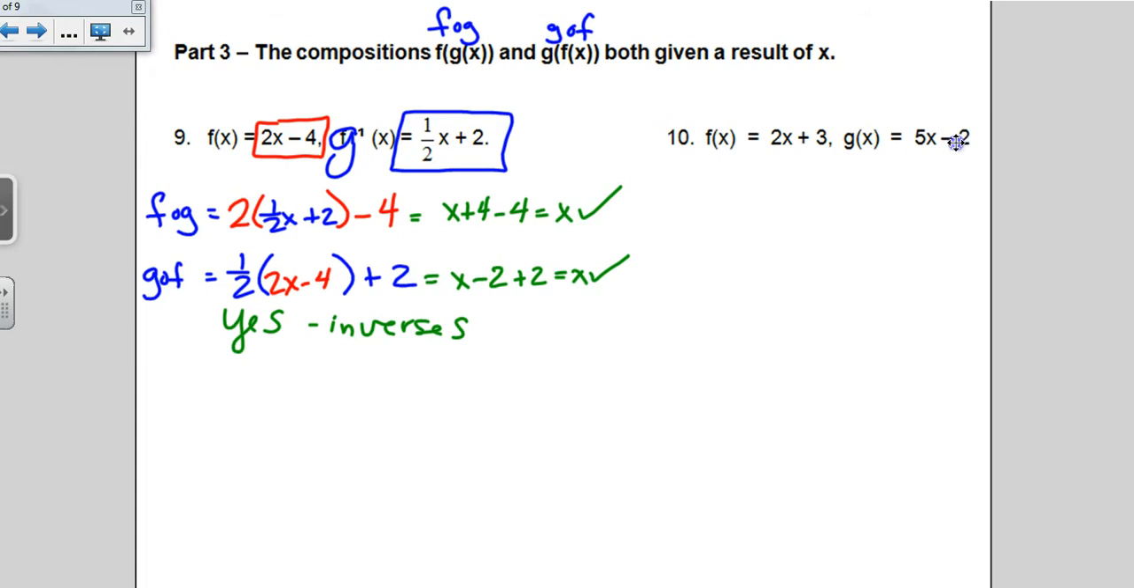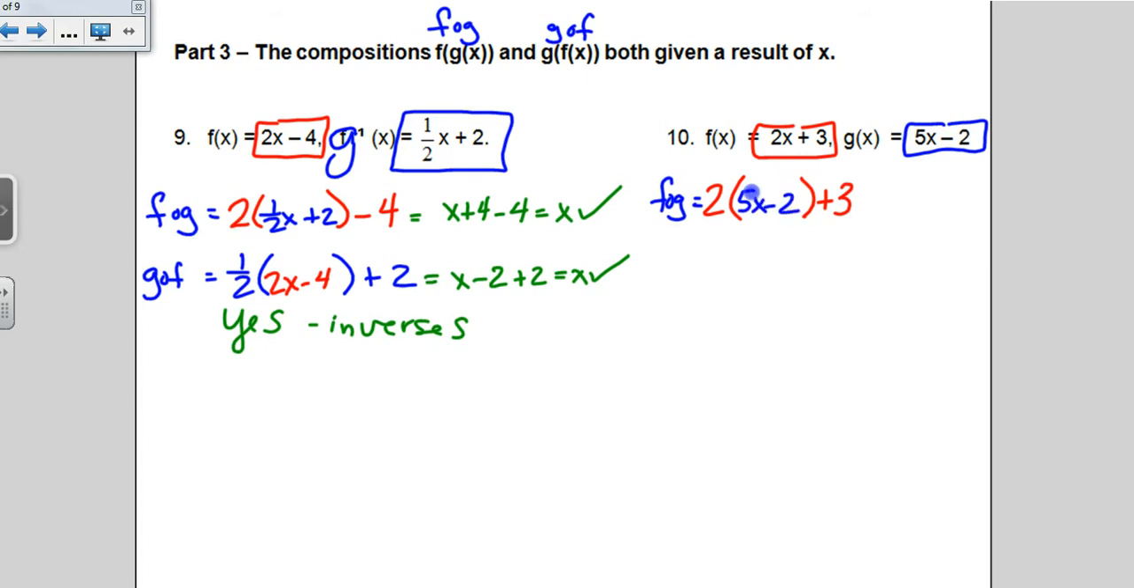Okay, let's go the other way on number 10. Here's g, and here's f. And we're going to start with f of g. So f of g says, start with f, which is 2 times x plus 3. And we're going to put the g inside of it.